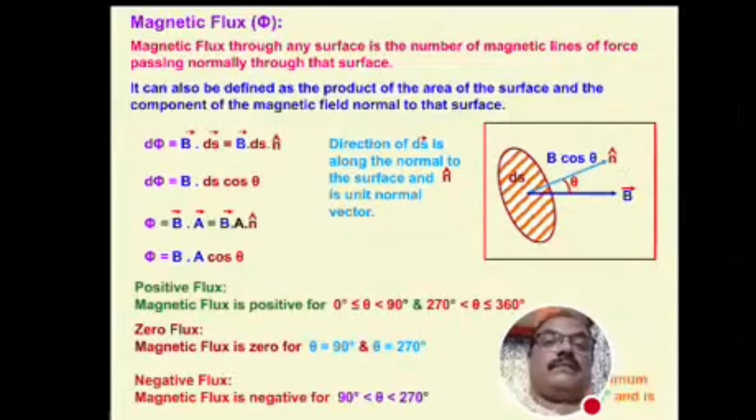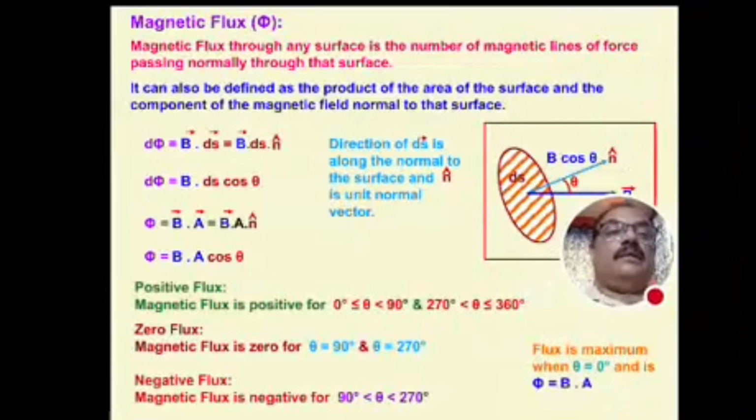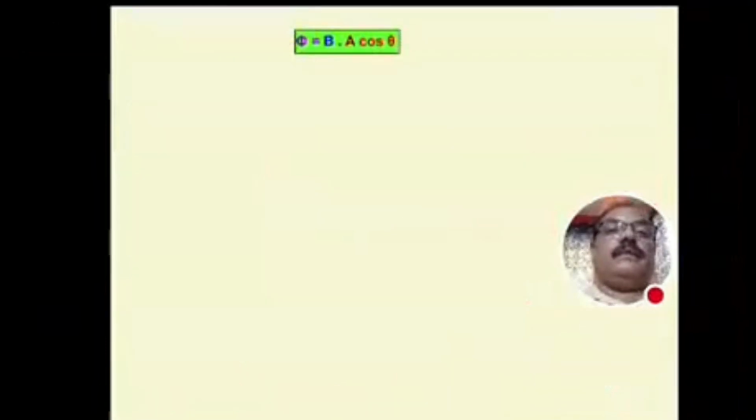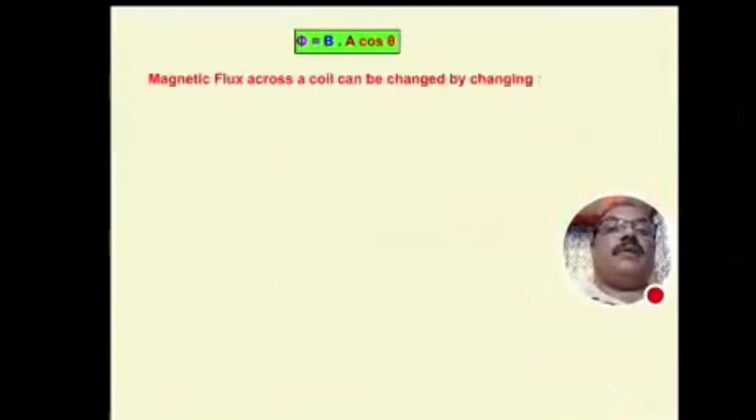Negative flux between 90 and 270, and you can check it here. This flux is maximum when theta is 0 and cos 0 is 1. So this is the final formula.